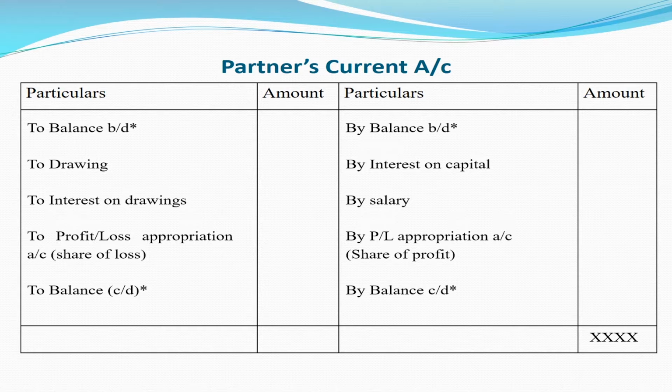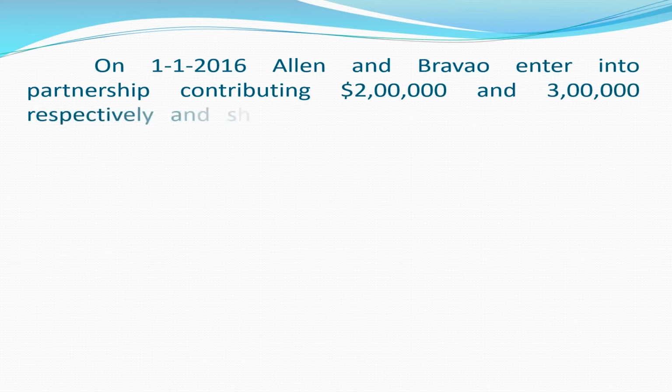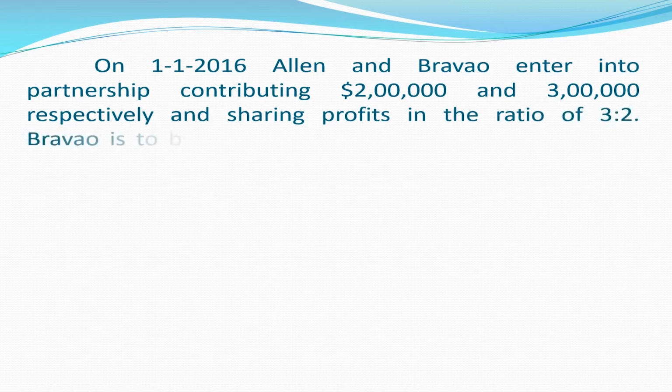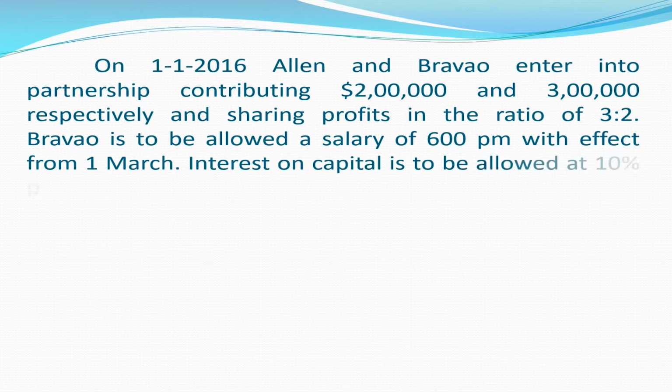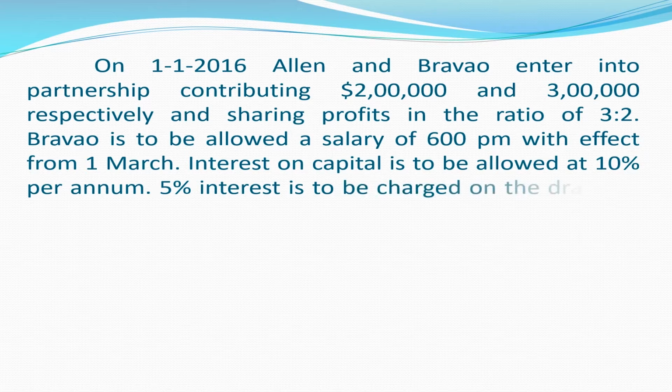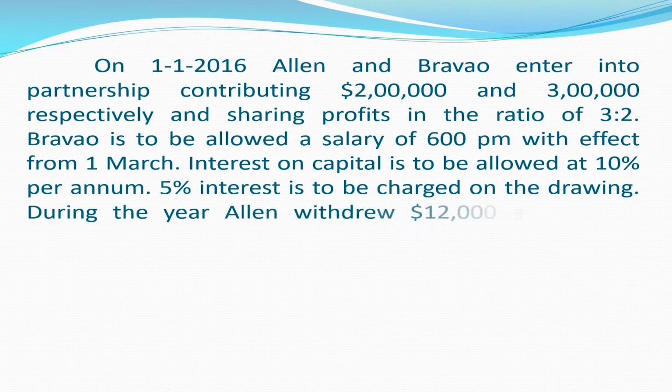Now let's move to the question which was given in our previous video, that is, Allen and Bravo entered into partnership contributing $2 lakh and $3 lakh respectively, and their profit sharing ratio was 3:2. Bravo is to be allowed a salary of $600 per month with effect from 1st March.